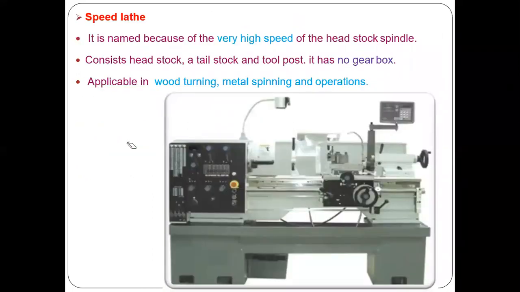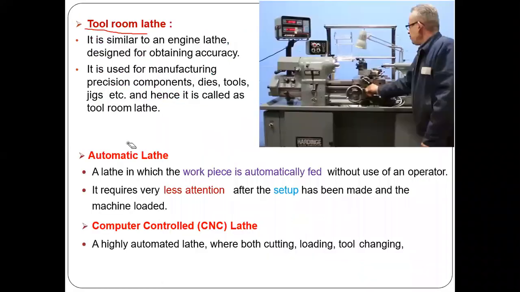Speed lathe, a high speed lathe, operates at very high and constant speed, which is why gearboxes are not there. Then the tool room lathe, a high precision lathe. When high precision machining is required, we need a tool room lathe.